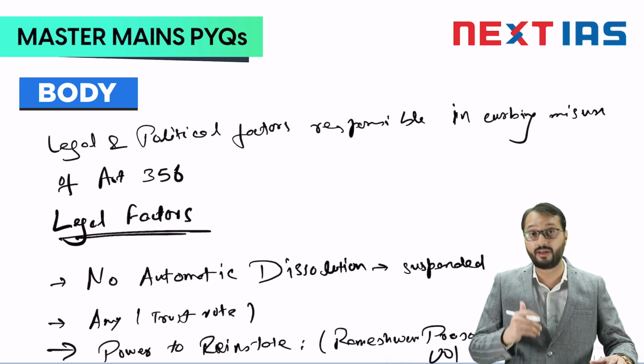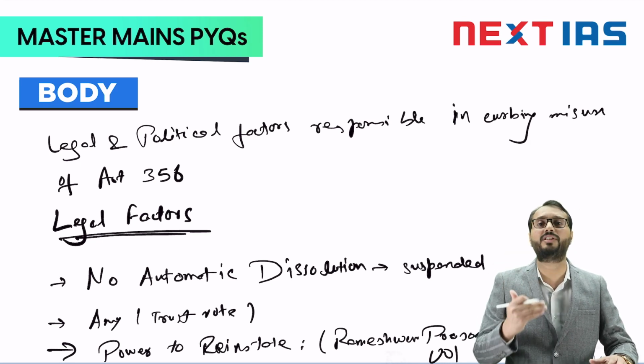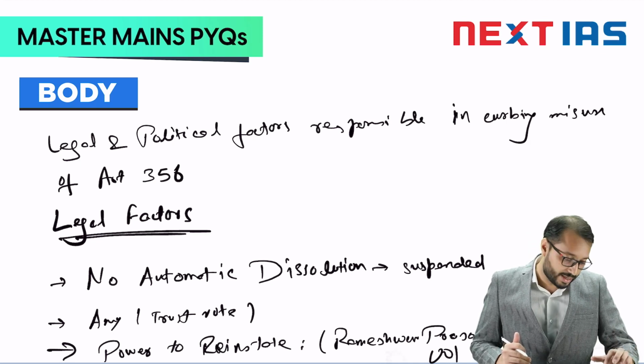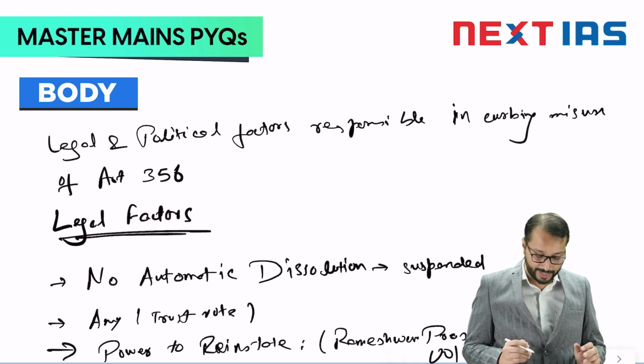And this has been done in the past. In 2016, the Uttarakhand state government was reinstated when the application of 356 was revoked. It happened in Arunachal, right? So these are some of the important legal developments.